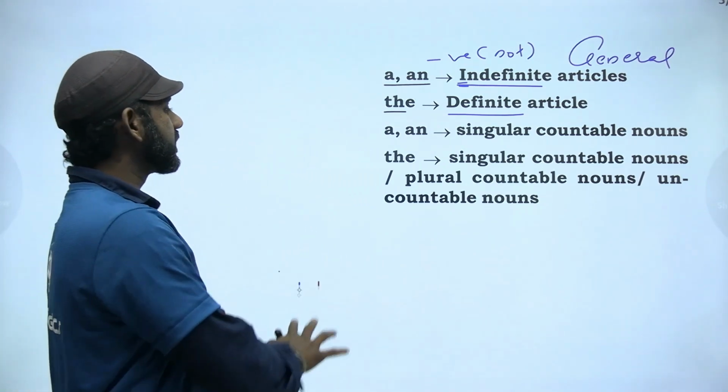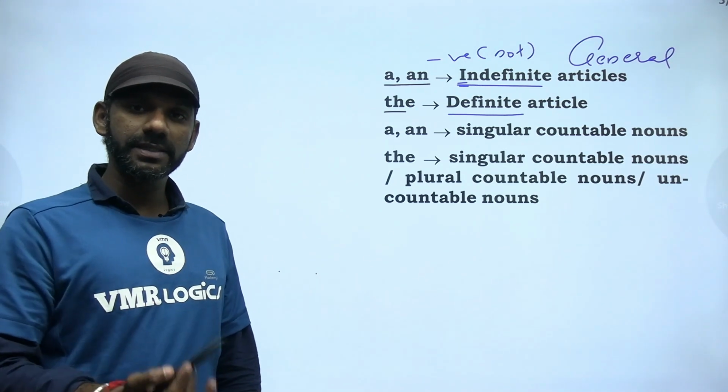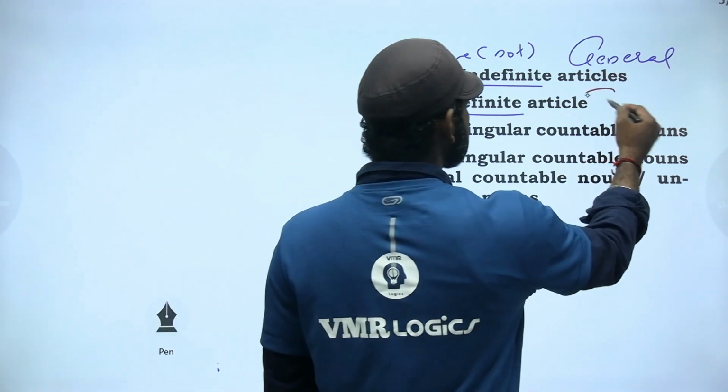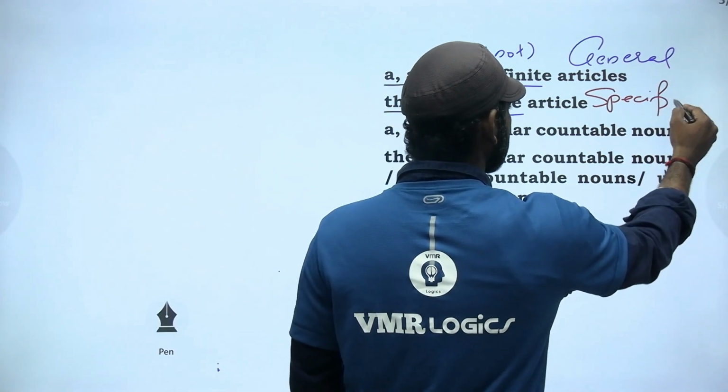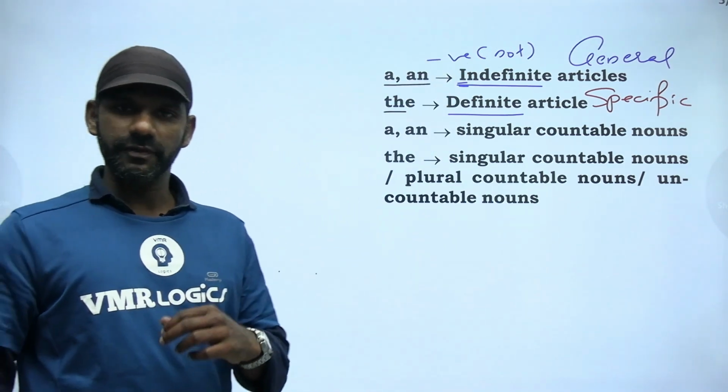The is called the definite article because we use the to refer to a particular person or a particular object. That means the definite article is taken as specific. A and an are taken as general, the is taken as specific.